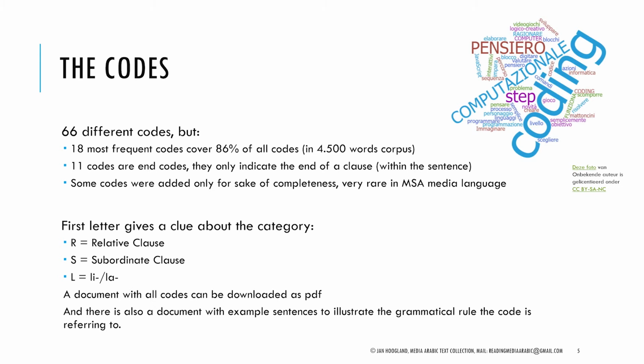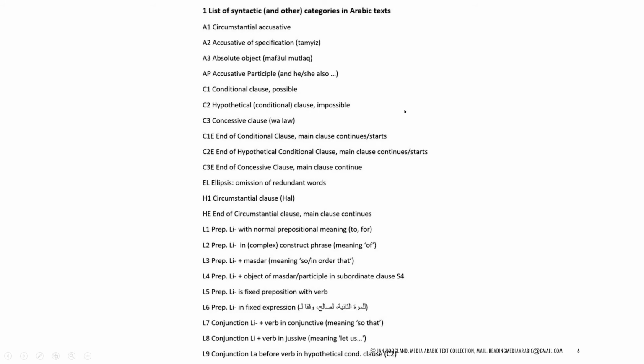There is a document available with all these codes. And not only is there a list of codes available, I have also created a document illustrating all the codes with a number of example sentences. And those examples are fully voweled, and there are also English translations available. I will show you a few pages of these documents now. Here you have a part of the list of codes. You can download the document as a PDF, and below this video I will write the link so you can easily download it.